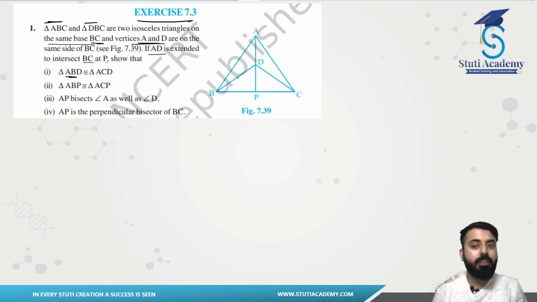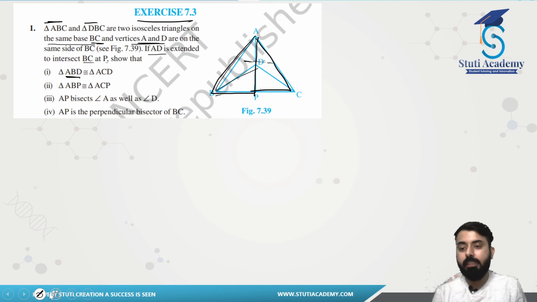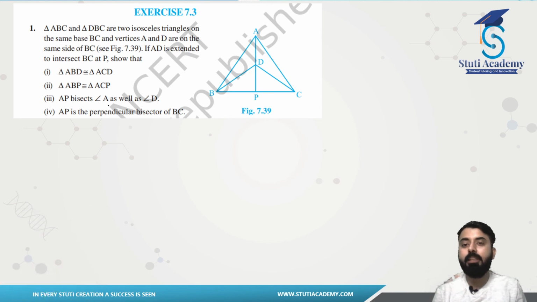have to show that triangle ABD is congruent to ACD. We have to prove them equal. Then we have to prove triangle ABP is congruent to triangle ACP. Then we have to prove that AP bisects angle A as well as angle D. We have to prove that these two angles are equal and these two are equal.